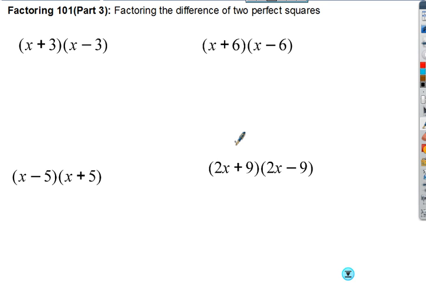Hi, this is Mr. Sullivan, and today we're going to look at Factoring 101 Part 3. This is a special case, factoring the difference of two perfect squares.